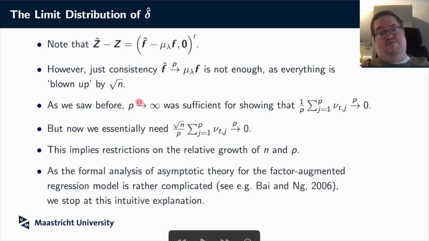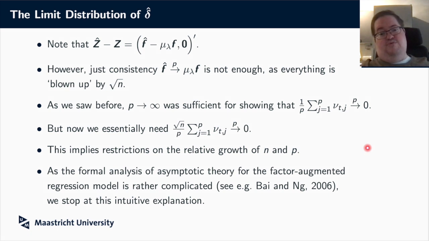Right, before we did p to infinity, and then we could show that the sample mean of the idiosyncratic components would go to 0. So now we need more. We need this thing blown up by square root n to still go to 0. And therefore we have restrictions on the relative growth rate of n and p.